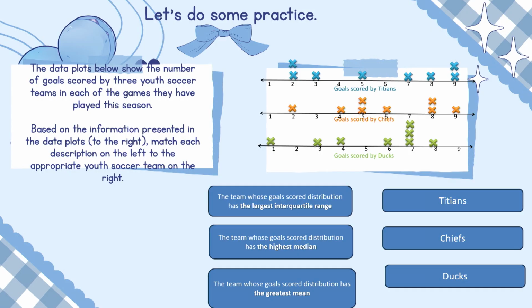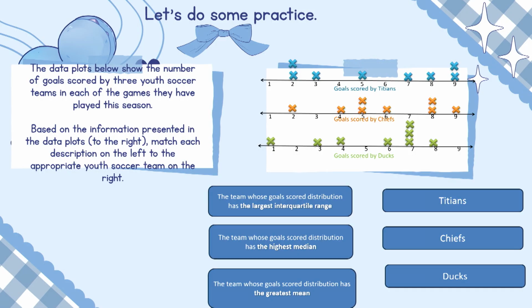So let's go ahead and see if we can gather some information just by looking at these 3 different number lines. So the Titans, which are in blue, they had 2, 3, 5, 7, 8, and then 2 9s. My Chiefs had 2, 4, 2 5s, 6, 2 8s, and 9. And then the Ducks had 1, 3, 4, 6, 3 7s, and 8. So now that I've looked at that, let's look at our questions to see what we need to find.